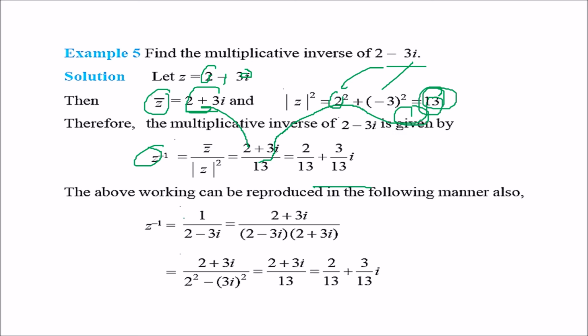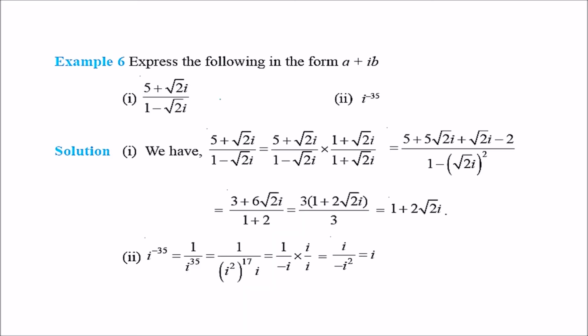The original way was 1 by 2 minus 3i. Multiply numerator and denominator by 2 plus 3i. You get a square minus b square here. This one is 2 plus 3i, and this eventually gives you 13. So these two are exactly similar.